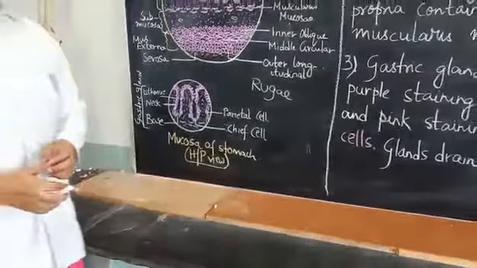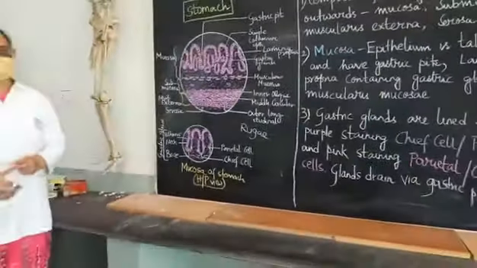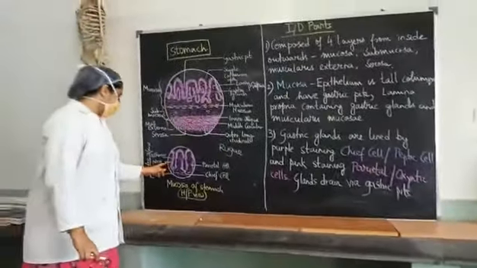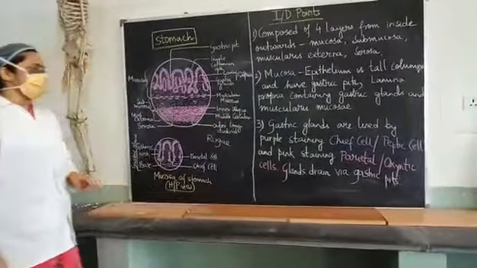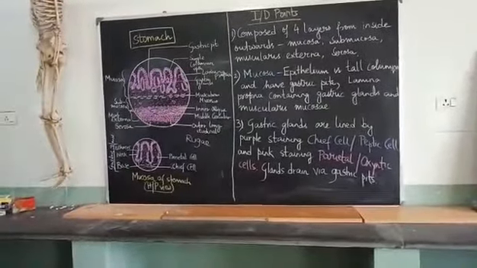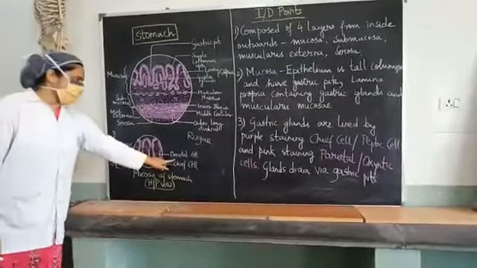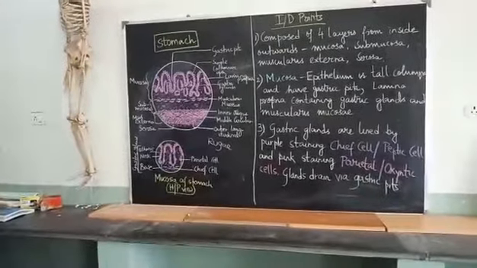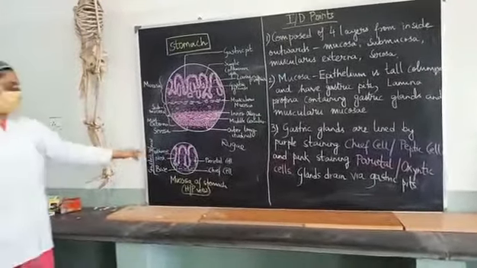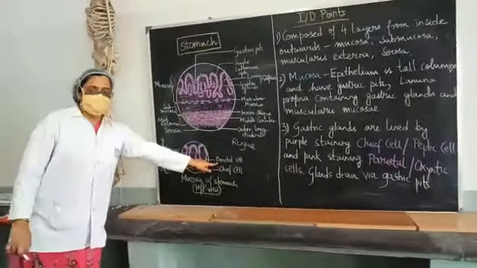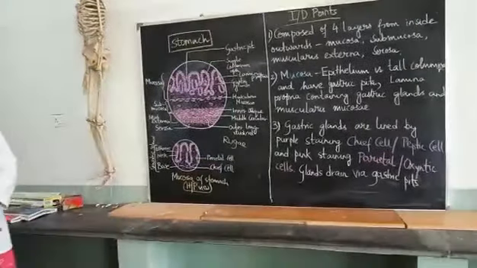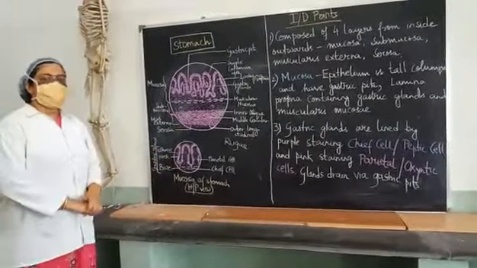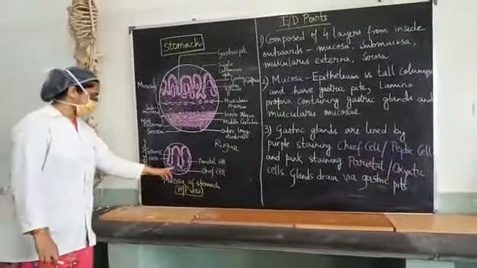They secrete certain enzymes like pepsinogen, gastric lipase, etc. And the isthmus part, the upper part, is mostly lined by pink staining parietal cells or oxyntic cells. And what do they secrete? They mostly secrete Castle's intrinsic factor, which helps in vitamin B12 absorption, and they also secrete hydrochloric acid.